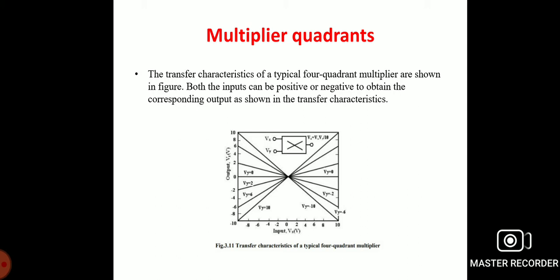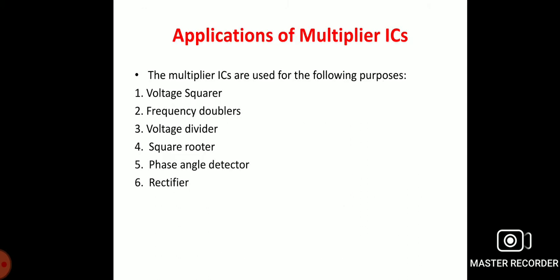Now we move on to the applications of multiplier ICs. The analog multiplier IC is used for the following purposes. Number one, voltage squarer, frequency doubler, voltage divider, square rooter and phase angle detector, and finally the rectifier. Now we discuss them one by one.